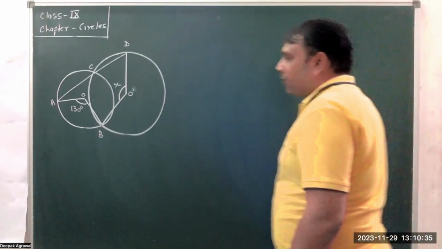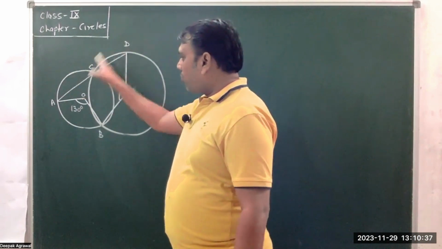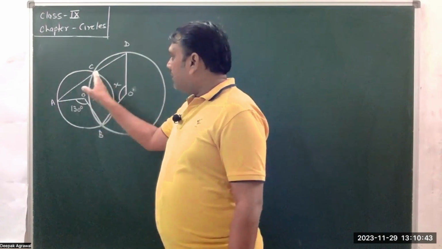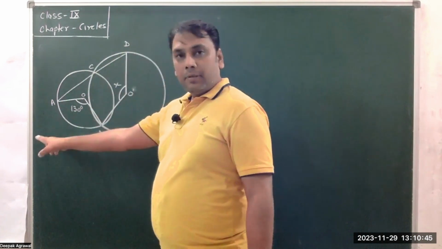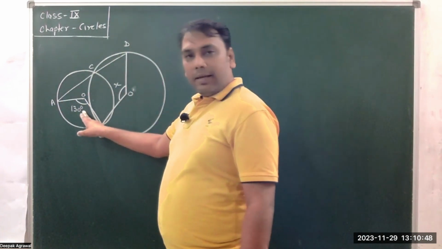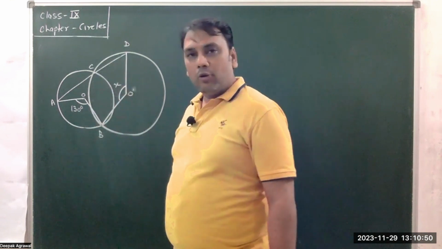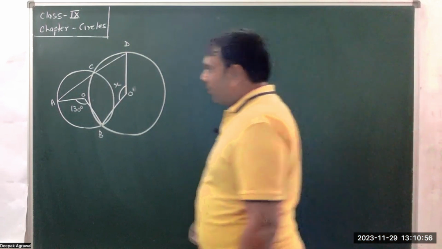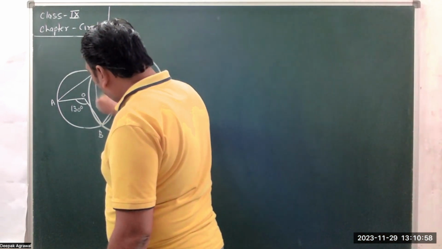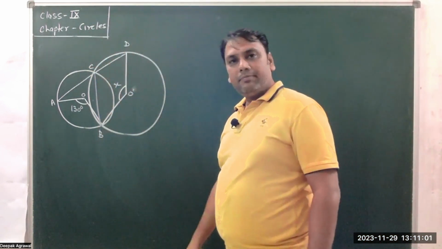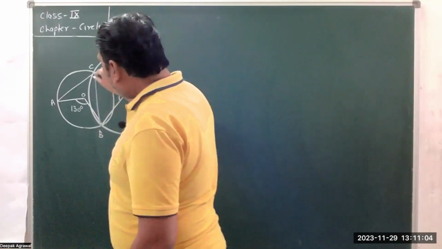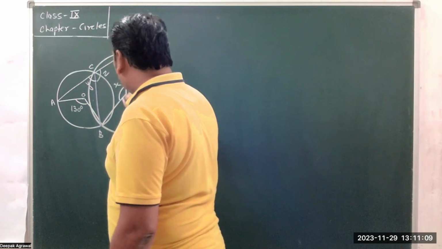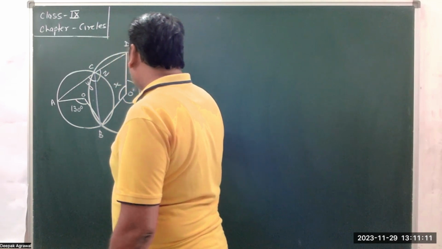This is the diagram. Look here. There are two circles, smaller and bigger, and they intersect each other at C and B. ACD is a straight line. We have been given that this angle is 130 degree, and we have to find the value of x. The question at first look seems quite typical, but let us see how it can be solved. I am joining CB. I am marking this angle as y, this angle as z, and this entire angle as, let's say, m.